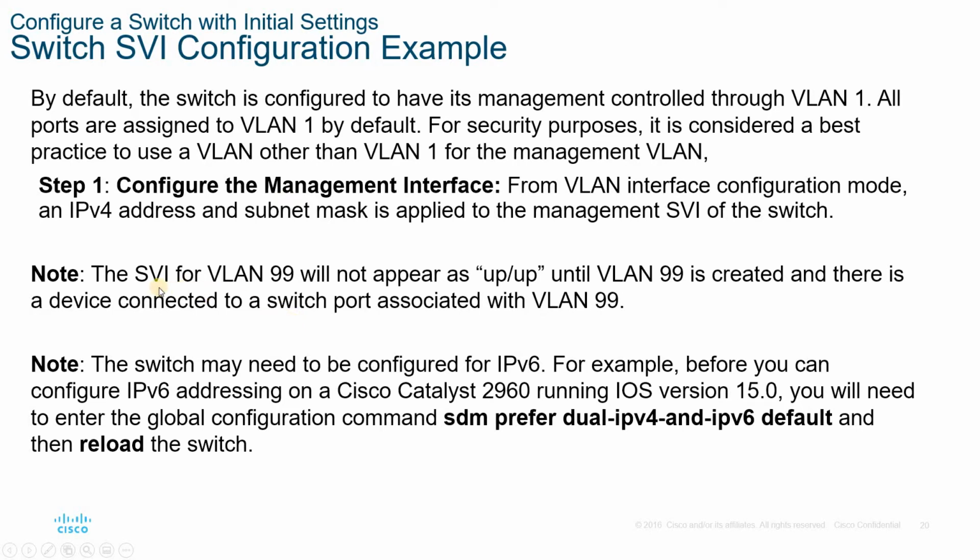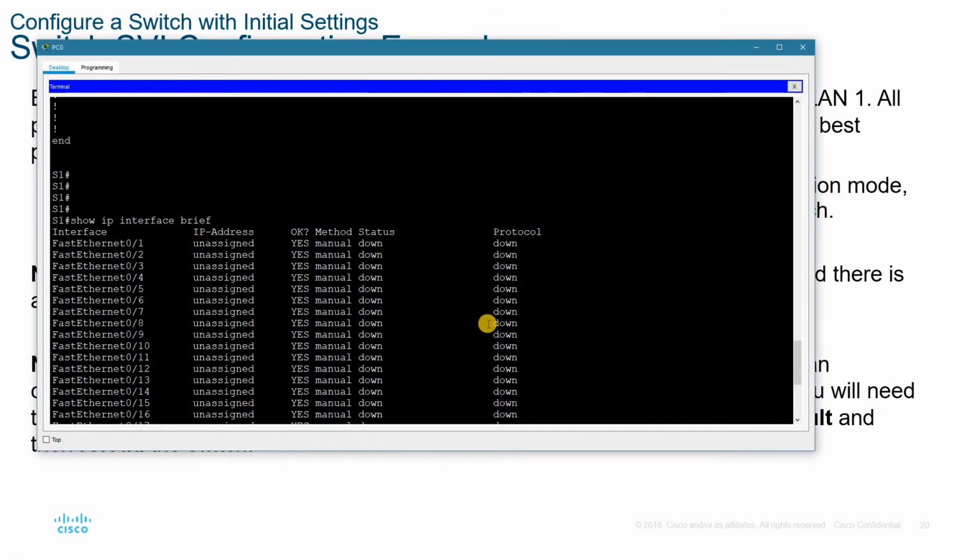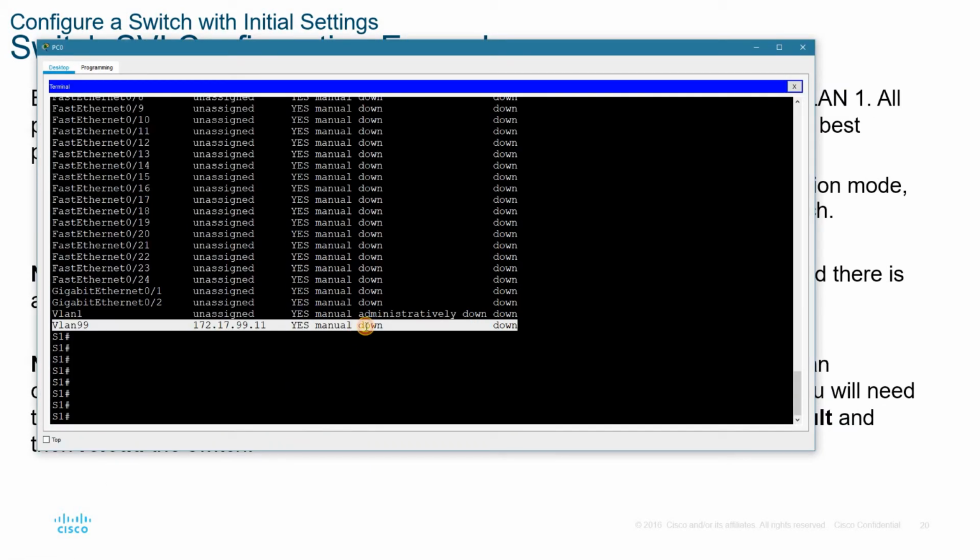as you notice, hindi pa mag-up yung line na yon. So you will notice, ito sabi niya, the SVI for VLAN 99 will not appear as up and up. That is the good status until VLAN 99 is created and there is a device connected to a switch port associated with VLAN 99. So you will notice that here. So pansinin nyo, it's still down status. Hindi pa siya up. That is because we don't have any port connected to that particular VLAN yet. Wala pa tayong port na kinonect.